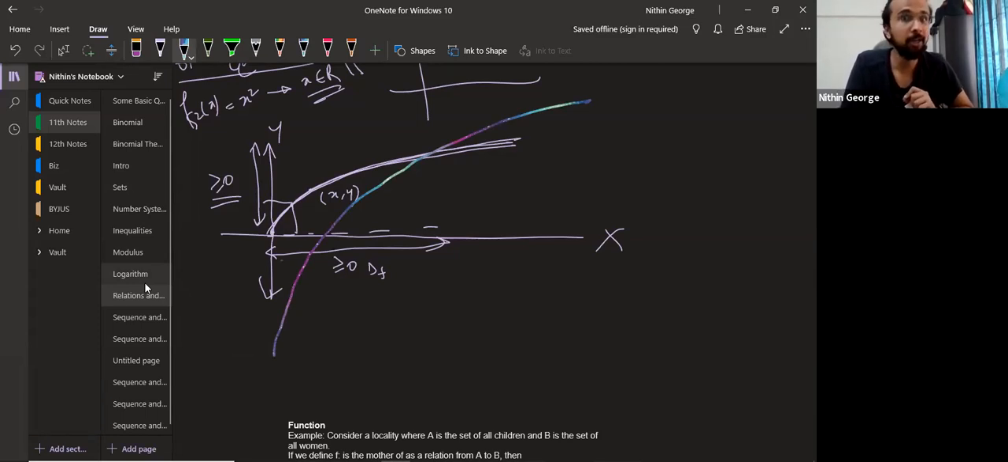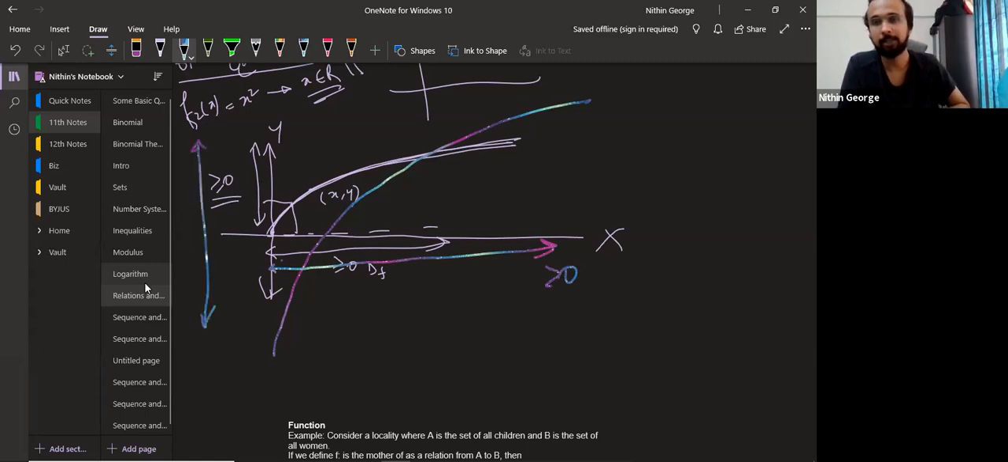To find the domain, you again go along the x-axis. Remember, you don't touch the 0 part. Okay. So domain will be strictly greater than 0. All x greater than 0. Guys, are you understanding what is going on? Responses, guys. Yes, sir.